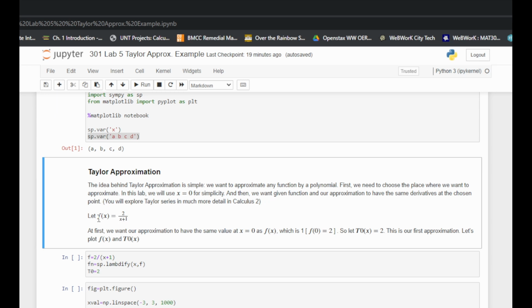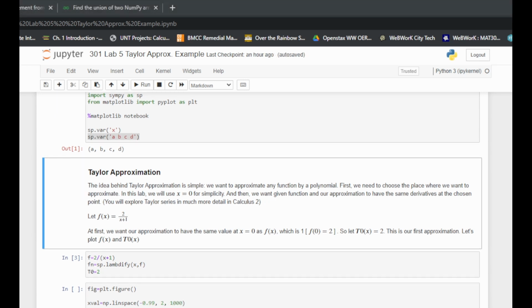In this file, we will discuss a function f of x equals 2 over x plus 1. And so our first approximation will be with the polynomial of degree 0. So in other words, a constant function. All we really need is that the value of this constant function equal the value of our function at 0. Since f of 0 is equal to 2, we will define our constant function t0 of x to be just 2. And this is our first approximation.